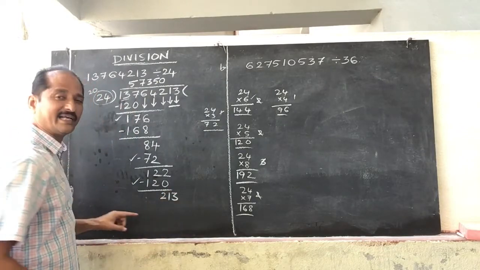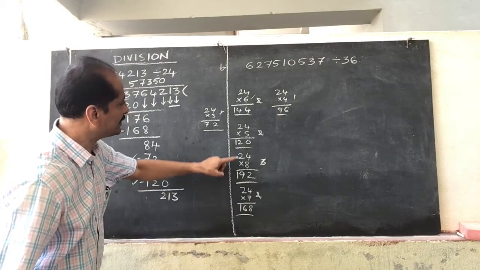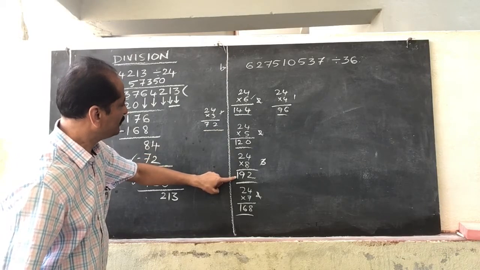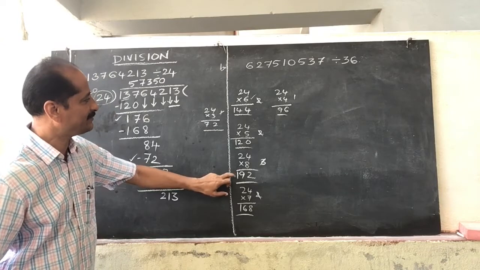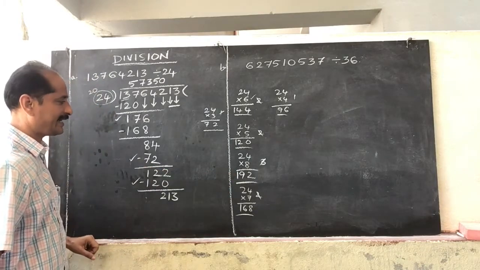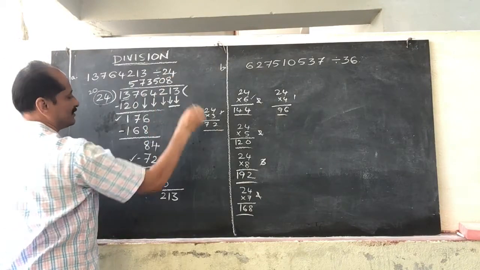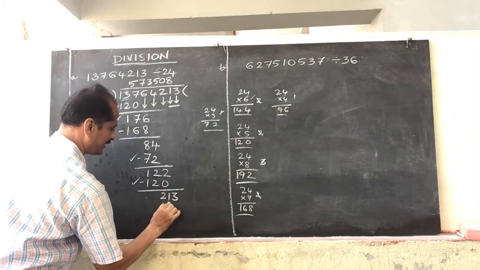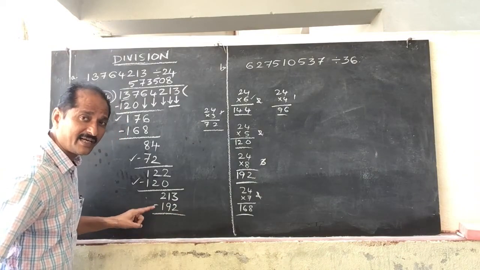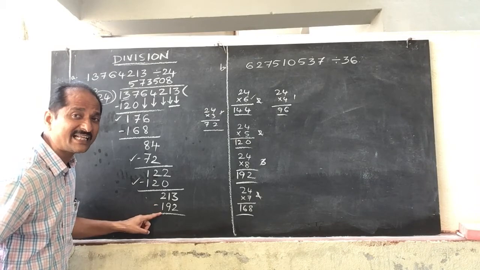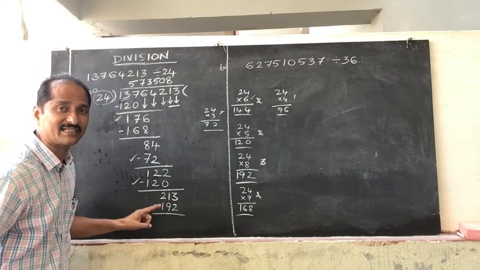Now 213. How many 24s are there in 213? We should find out. 213, 192 and 144. So 213 means 8 times you can check. 8 times 192. So 24 8 jar 192. Now how much should you get as remainder? Remainder should be less than the divisor. It should be less than the divisor 24. Then this step will be correct. Otherwise this will be wrong.